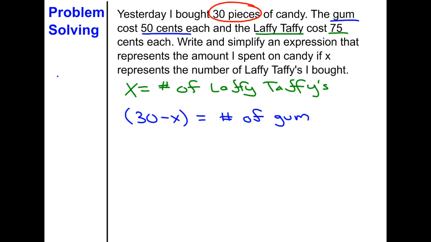So now let's write our equation for how much we spent. Well, the gum costs 50 cents, so I'm going to write 50 cents times 30 minus X. And we also need to worry about how much the Laffy Taffies cost, and that costs 75 cents. And we do the X there. Now, if you guys didn't notice, we're talking about how many cents I spent, not how many dollars I spent. That would change things up.